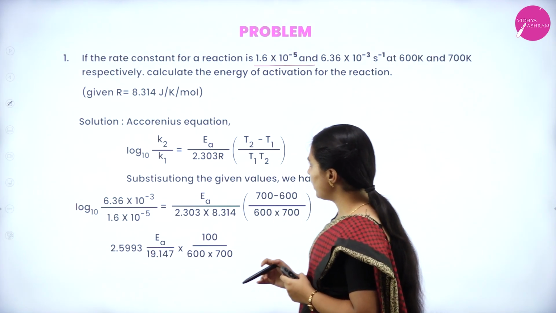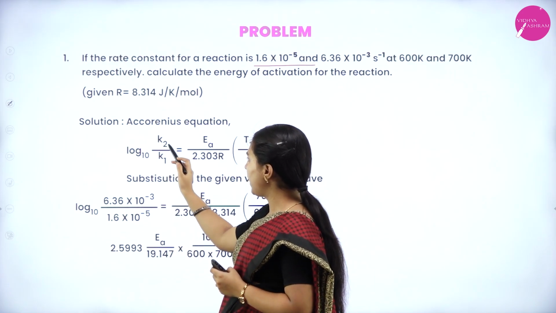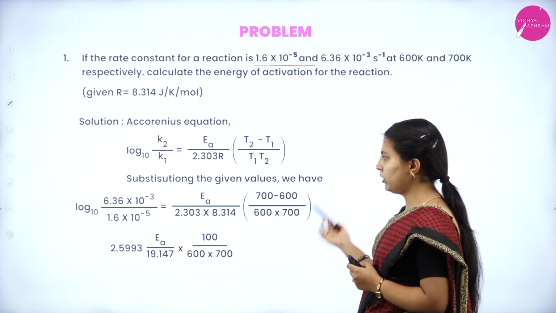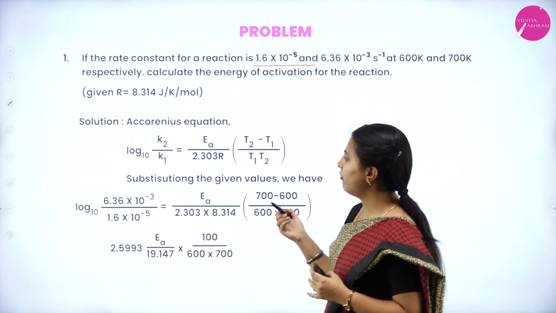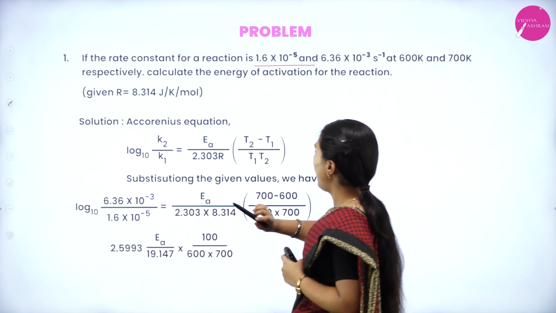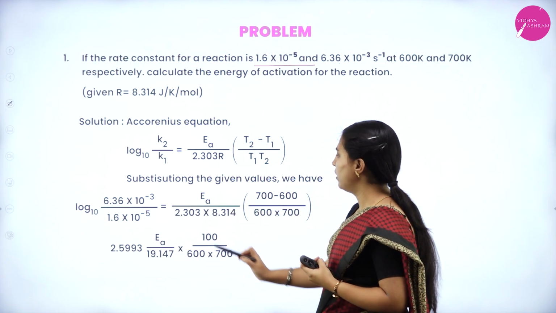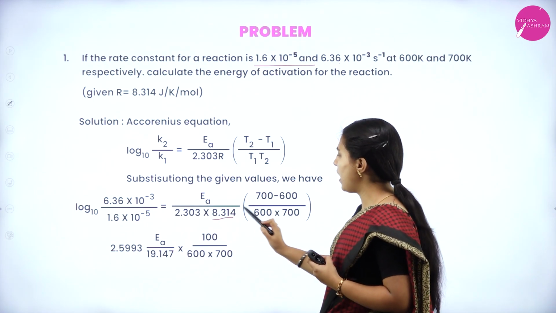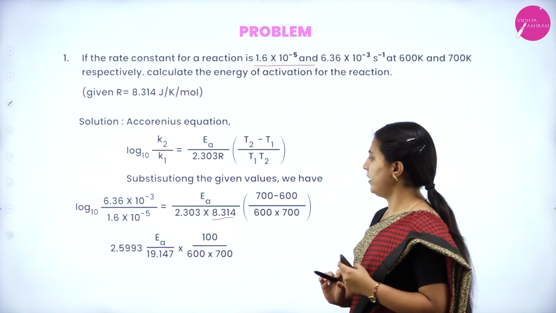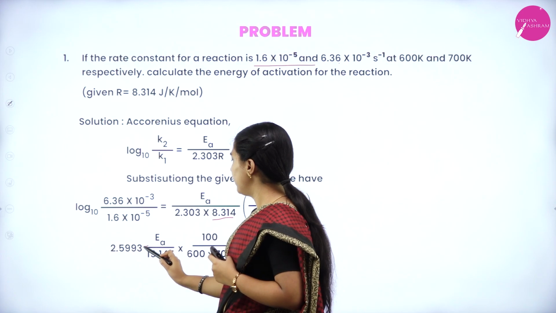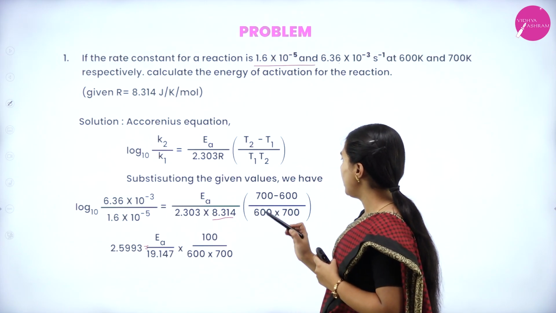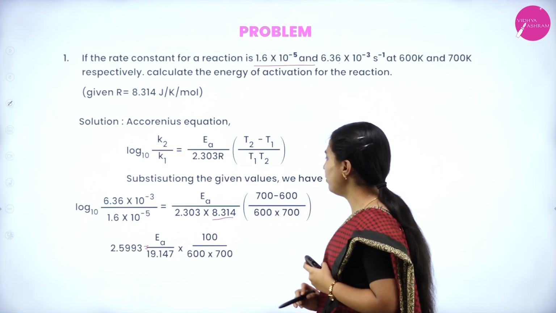And solution. According to the Arrhenius equation, log(K2/K1) equals Ea divided by 2.303 R, times (T2 minus T1) divided by (T1 times T2). Substituting the given values, we have log K2 by K1, and Ea we have to calculate. 2.303 is a constant, R is also constant, T2 is 700 Kelvin, T1 is 600 Kelvin. Okay, and here 2.5993, this after calculation, 19.147 into 100 by 600 into 700.